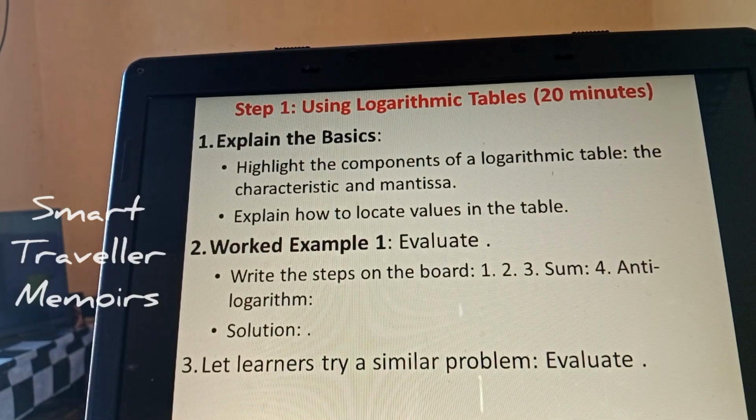Step 1, the teacher will take 20 minutes to use the logarithm tables, explain the basics, highlight the components of the logarithmic table, the characteristic and the mantissa, explain how to locate the values in the table, give a worked example, evaluate, write the steps on the board, like 1, 2, 3, sum, 4, and logarithm solution. Let learners try a similar problem, evaluate.